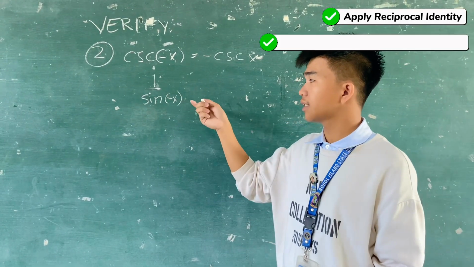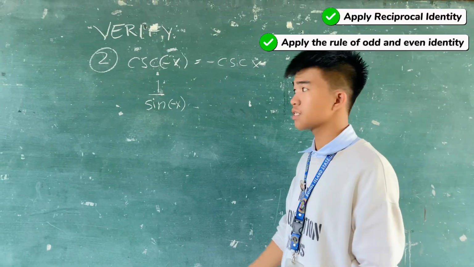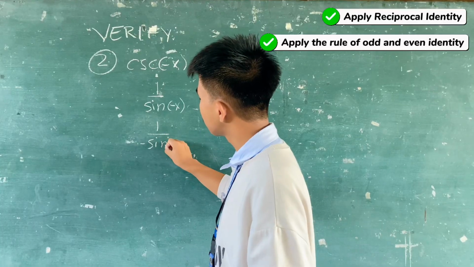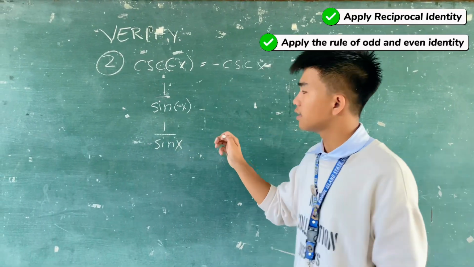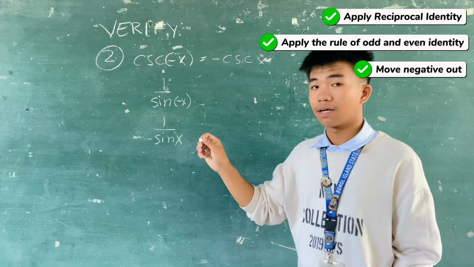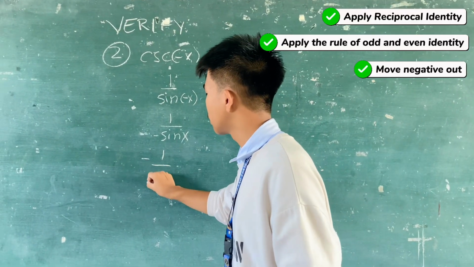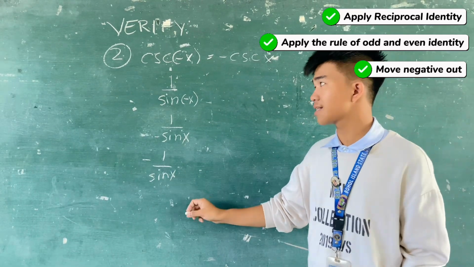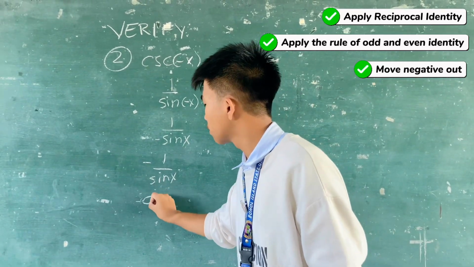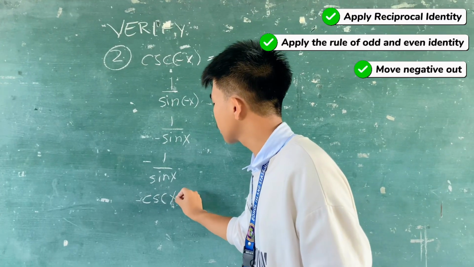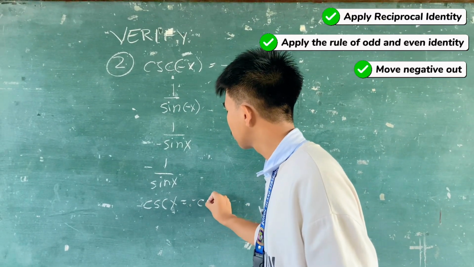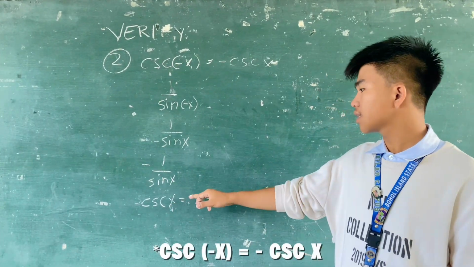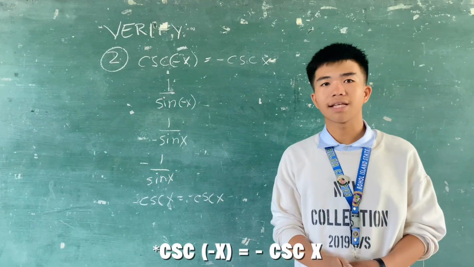After this, we apply the rule of odd and even identities. So we need to write it as 1 over negative sine x. And after this, we need to move out the negative. So negative 1 over sine x. And we all know that negative 1 over sine x is negative cosecant x. Therefore, we've proven and verified that cosecant negative x is equal to negative cosecant x.